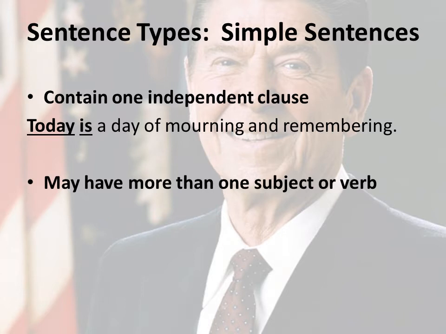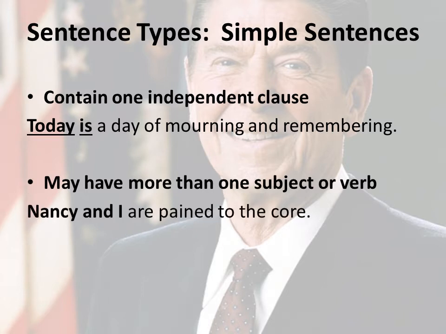Simple sentences may have more than one subject or more than one verb. Look at this sentence. Nancy and I are pained to the core. Here we have Nancy and I. That's two subjects, but we still only have one verb. So there's only one set of subject-verb, but this one has two subjects and one verb.